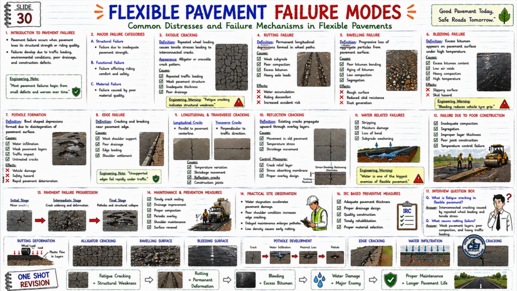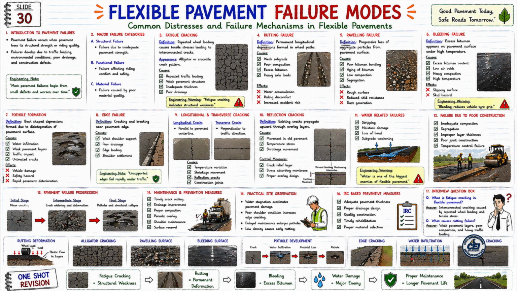Now let us look at the 14th topic. 1-4 Maintenance and prevention measures. These are the steps to be done to control failures: timely crack sealing, drainage improvement, proper compaction, periodic overlay, shoulder maintenance, surface renewal. Preventive maintenance is always more economical than rehabilitation.